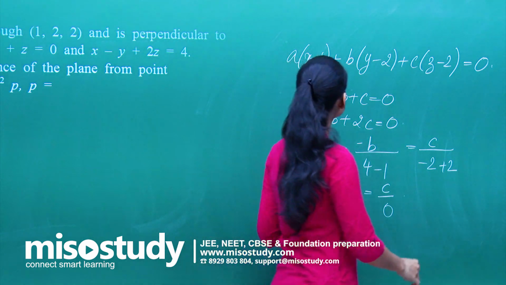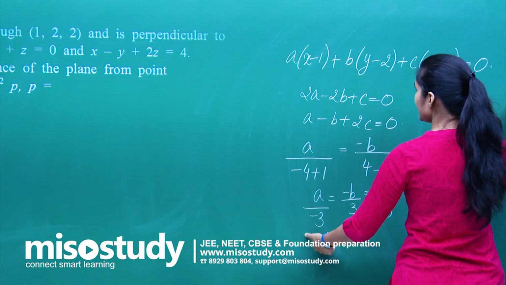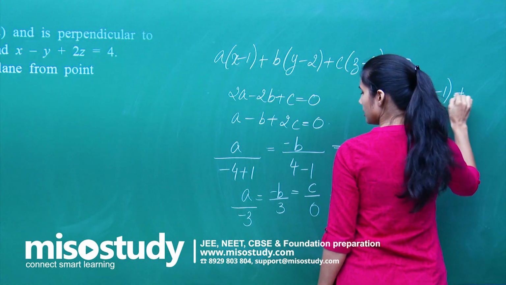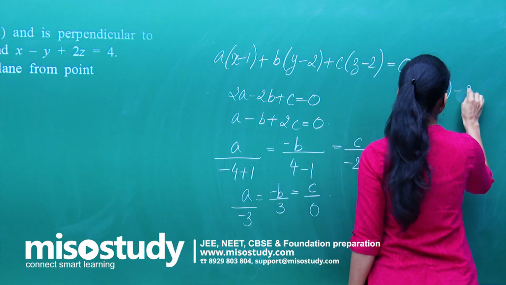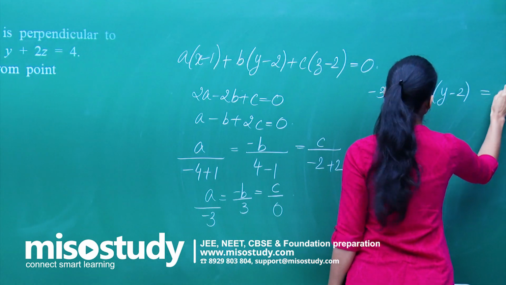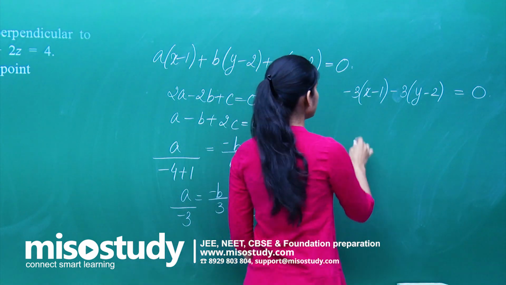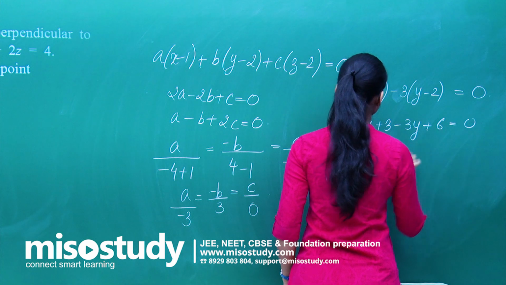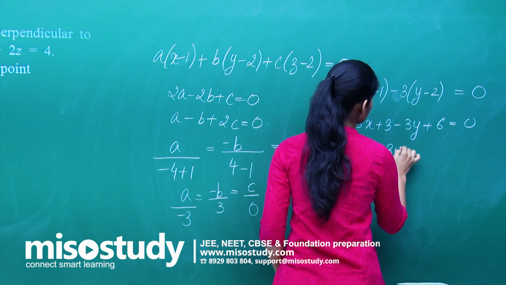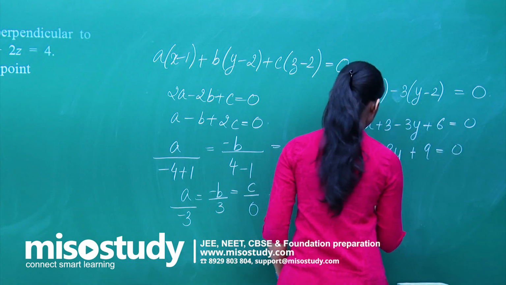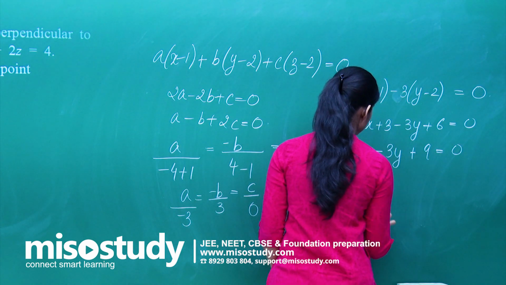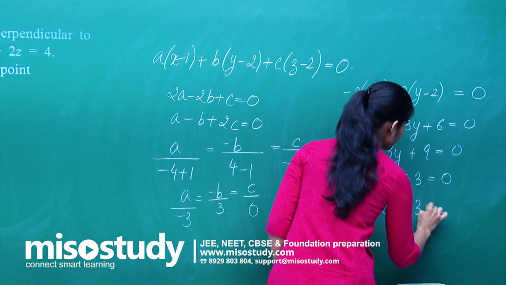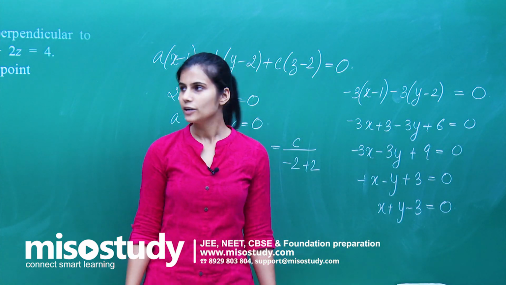Right? So you basically get what? A is what? Minus 3 times (x minus 1) plus, or I should again say, minus 3 times (y minus 2) equals 0. That is it. So you get minus 3x plus 3 minus 3y plus 6 equals 0. So you get minus 3x minus 3y plus 9 equals 0, or minus x minus y plus 3 equals 0, or x plus y minus 3 is 0. This is the equation of my required plane.